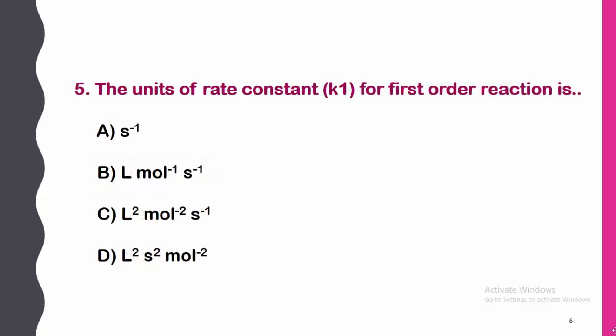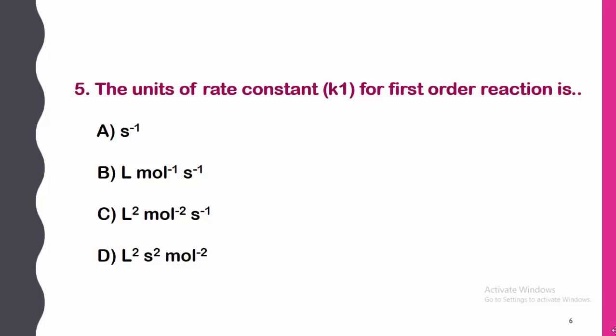Next, the units of rate constant for first order reaction. Now the question comes, the unit of rate constant for first order reaction. As we know, the first order rate constant we can write as K1. Visualize it in front of you, just write down K1 is equal to 2.303 upon T log of A upon A minus X. This is the formula for rate constant for first order reaction. I will repeat, K1 is equal to 2.303 upon T log of A upon A minus X is the rate constant for first order reaction.